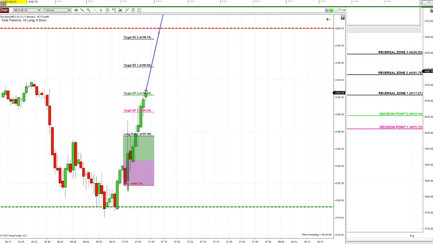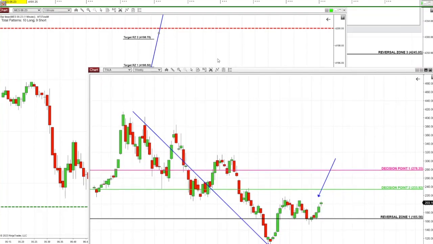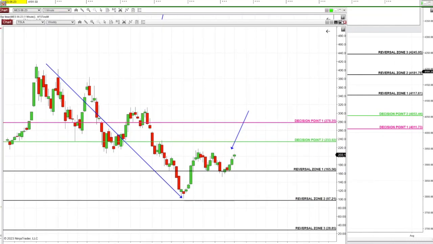Trading with Alpha Fibonacci Rules removes all the stress. 80% of your trade is done before you ever place a trade. So identical levels play out currently on pound, on gold, on Apple, on Tesla, on Amazon. Decision point 2 is forever to be obeyed. It's on Tesla right now.